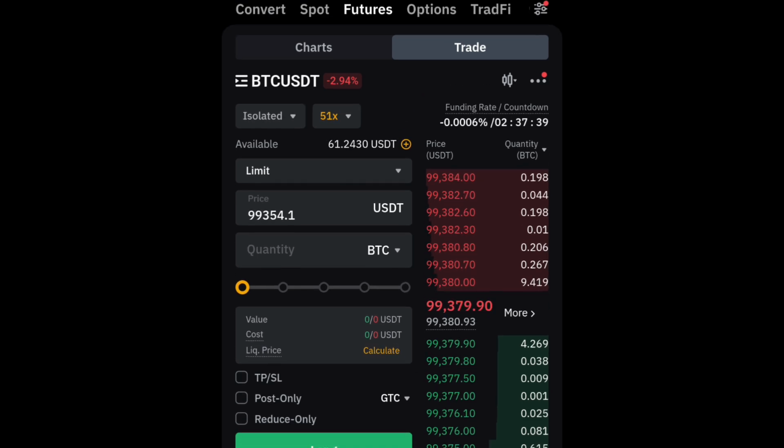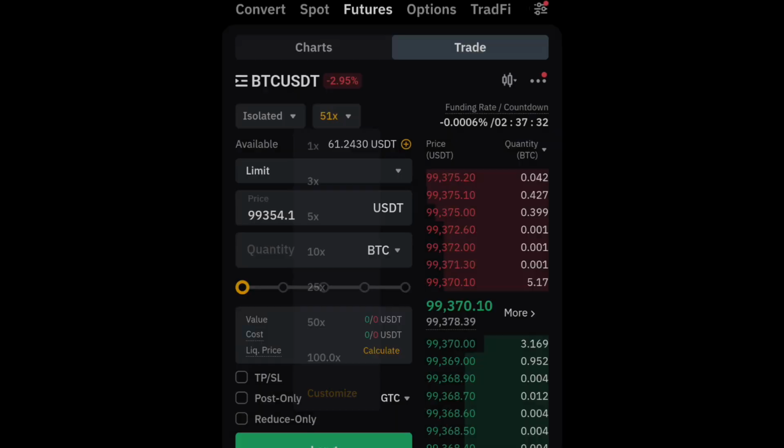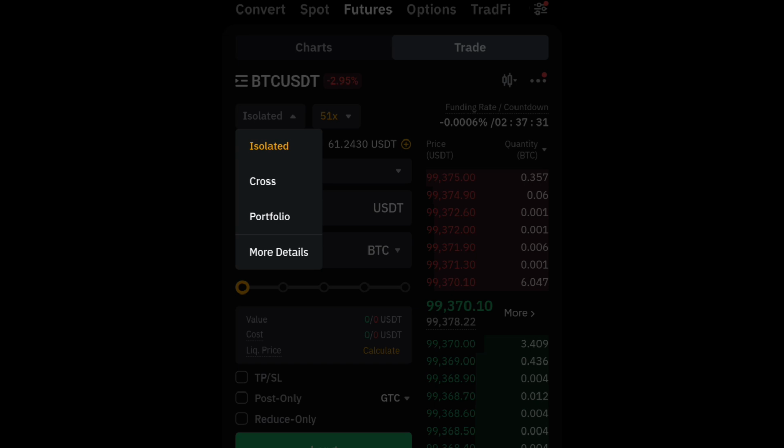So what we'll be checking next is where you see isolated, or you see 50x, 51x. First of all, we'll go to where you see isolated. What isolated means is that if you decide to trade on futures trading right now, and you use, let me say, $10 or $20, right?